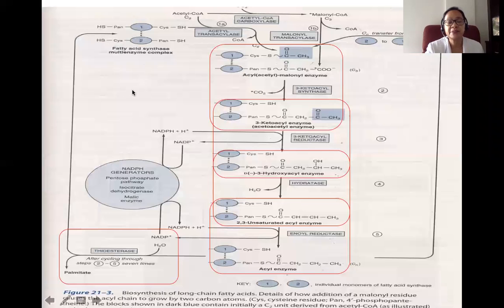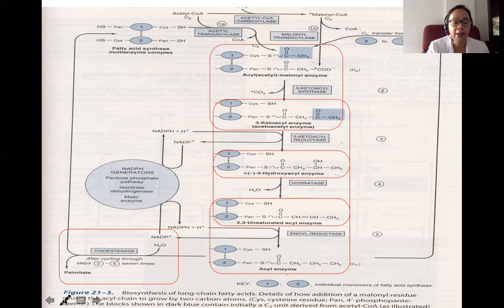Okay, so look at this particular figure. This is your ACP. The first one is your acetyl coenzyme A, and then this is your malonyl coenzyme A. They will condense. So this is a 2-carbon molecule, and this is malonyl coenzyme A.